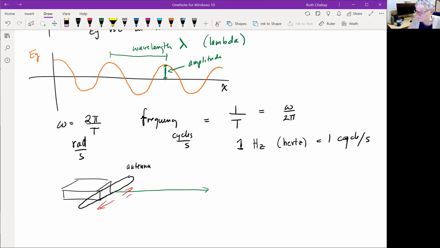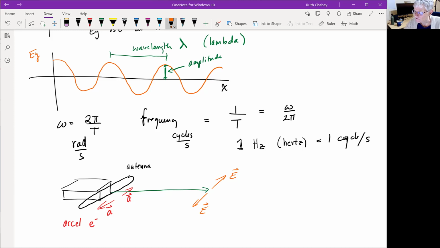So maybe I should write A's here for how we're accelerating electrons. If we drive a sinusoidal current in this antenna, we get electromagnetic radiation coming out with an electric field that, because electrons are accelerating, is going to be in the same direction as the acceleration, perpendicular to the propagation. So we get electric field going this way and that way.